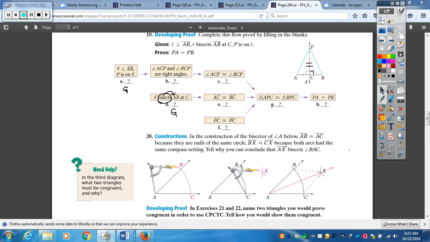Now we also had numbers 22 and 23. Let's go ahead and clear that off and go down to 22 and 23 here.